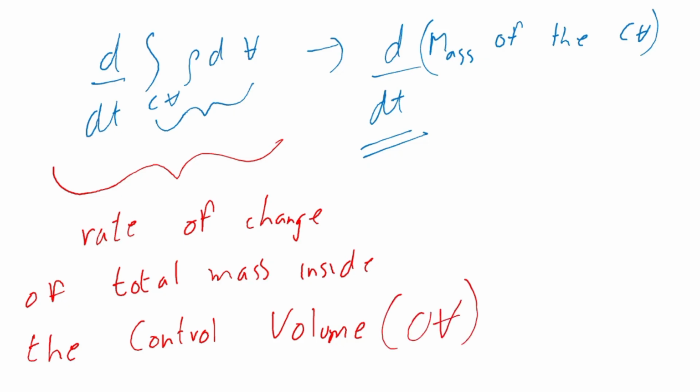Okay, I guess let me just rewrite this. So that is what I want you to take away and have an understanding of. This mathematical expression is essentially describing how our mass, or the rate of change of net mass, inside the control volume.